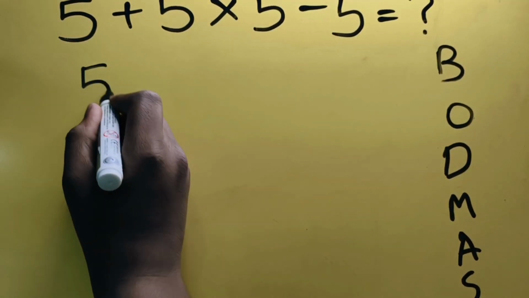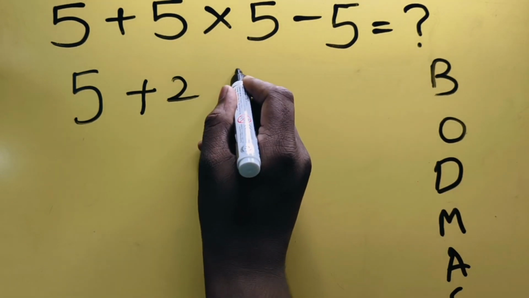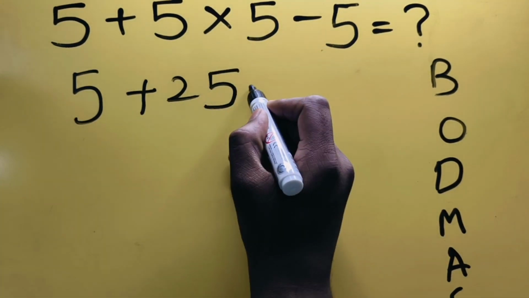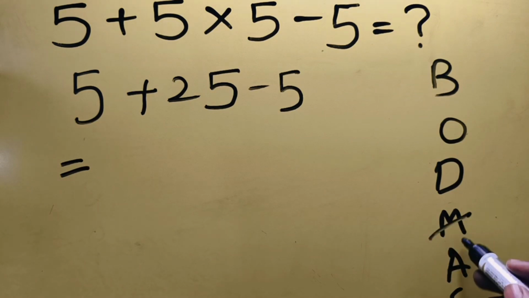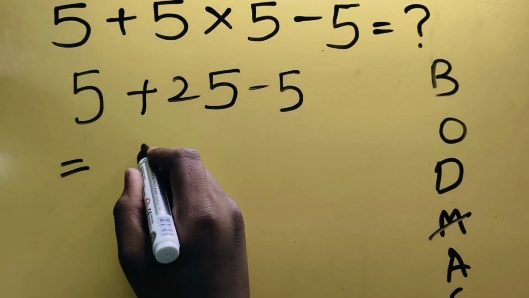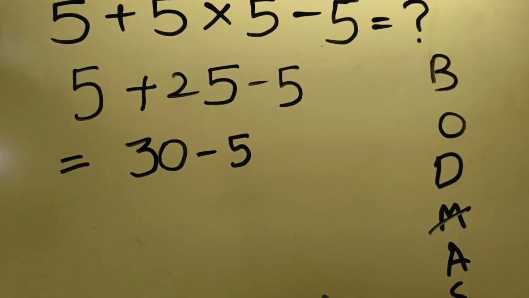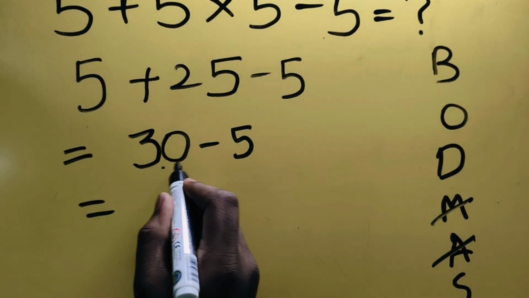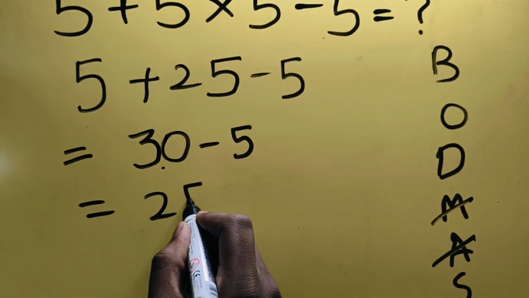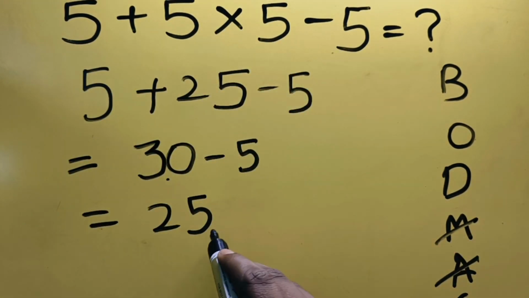So let's do multiplication. Here 5 into 5 is 25, minus 5. Next we have to do addition. 5 plus 25 is 30, minus 5. And lastly we have to do subtraction, where 30 minus 5 is 25. So the correct answer for 5 plus 5 into 5 minus 5 is 25.